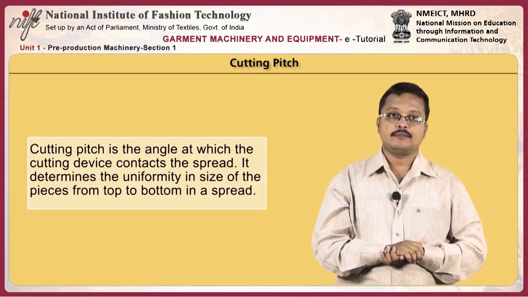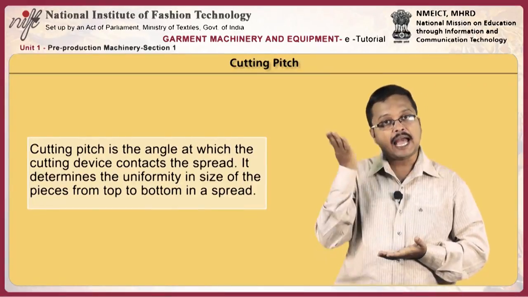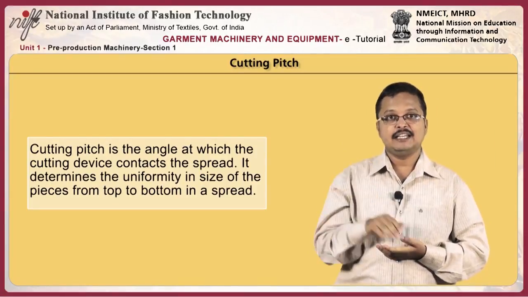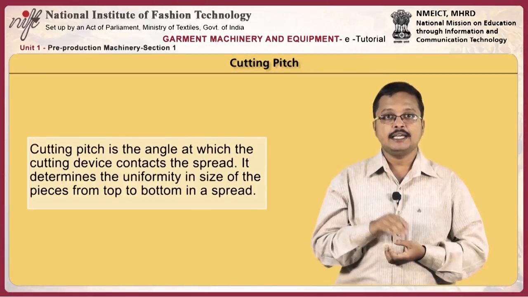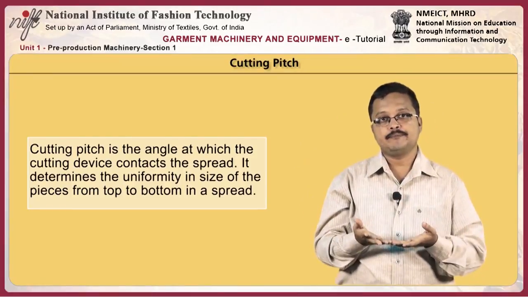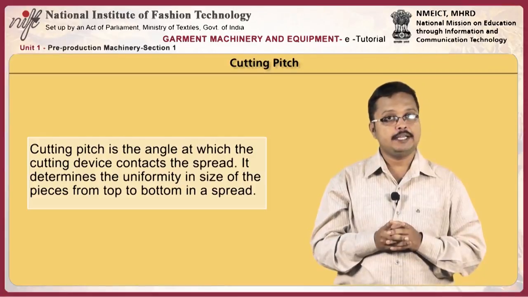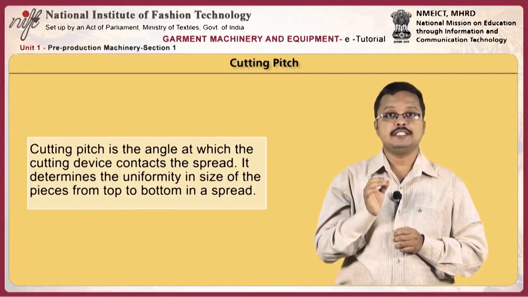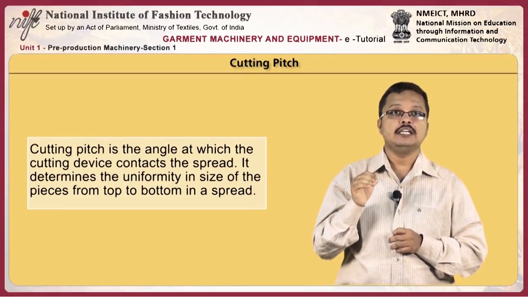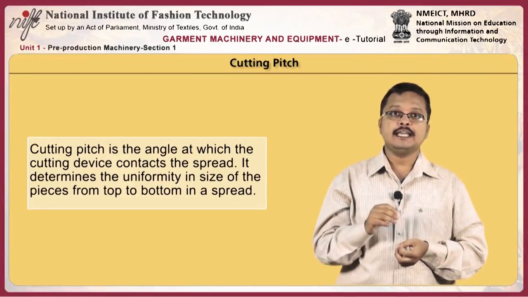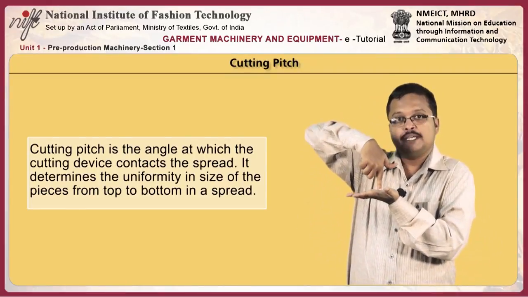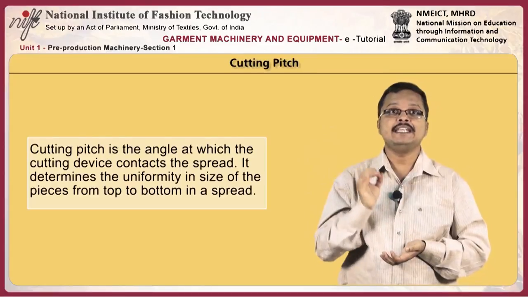Cutting pitch. Cutting pitch is the angle at which the cutting device contacts the spread. It determines the uniformity in size of the pieces from the top to the bottom in a spread. Uniformity can be obtained only if the cutting pitch is maintained at 90 degrees and the knife accurately guided through the lay. In case of the straight knife machine, the edge of the knife is perpendicular to the base plate. The cutting pitch is 90 degrees.